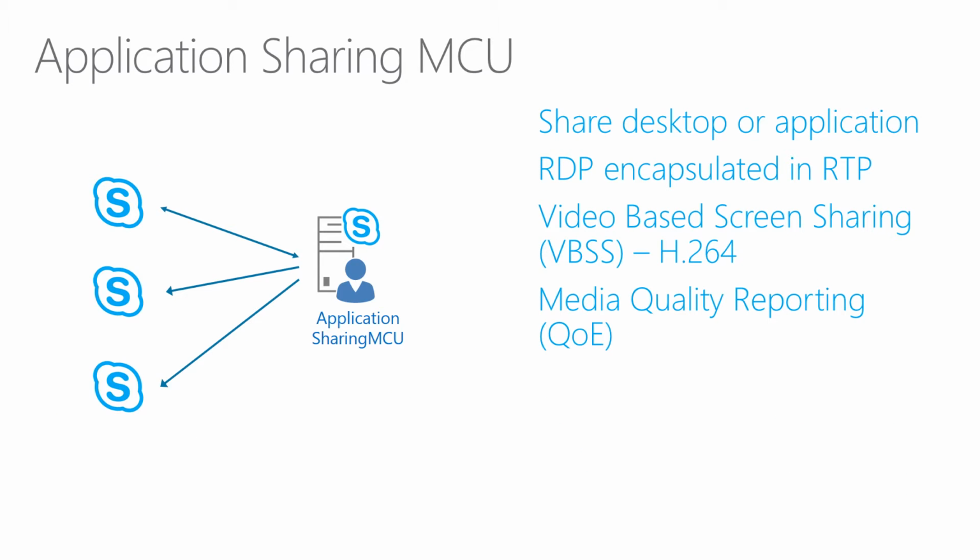The application sharing MCU is of course responsible for multiplexing media streams from desktop sharing or application sharing. Again, there are two different capabilities supported: RDP or remote desktop protocol encapsulated in real-time protocol, or video-based screen sharing using H.264. Video-based screen sharing is a relatively recent introduction to Skype for Business Server, and it's only used in a situation where application or desktop sharing is for display purposes only. The moment you have remote control of an application sharing session, then the clients will fall back to RDP in order to facilitate remote control.